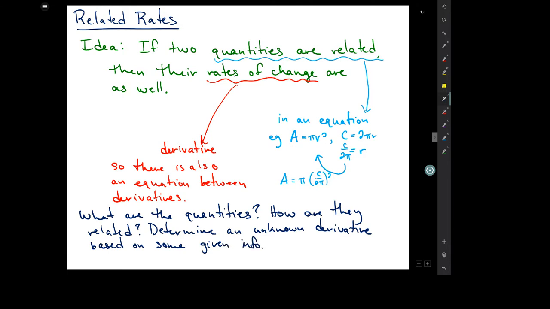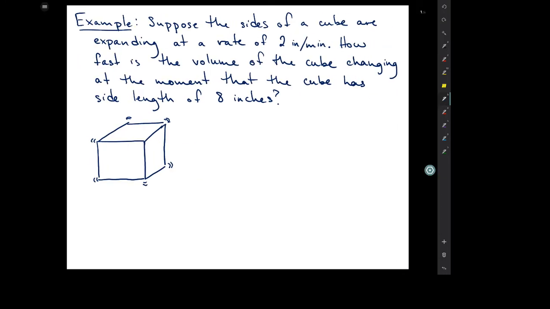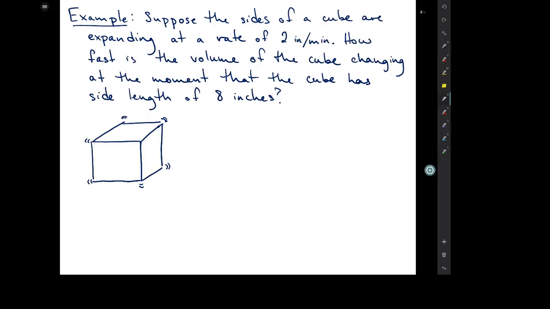So let's see an example of this in action. So let's suppose that the sides of a cube are expanding at a rate of 2 inches per minute. We want to know how fast the volume of the cube is changing at the moment that the cube has side lengths of 8 inches. So I've tried to draw a suggestive picture of a cube that is growing. So we know that this cube is expanding, and we are given that the sides of the cube are expanding at a rate of 2 inches per minute. And the problem asks us to relate that to how fast the volume is changing.